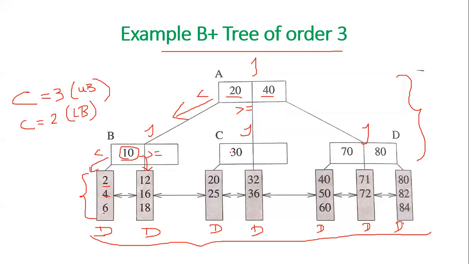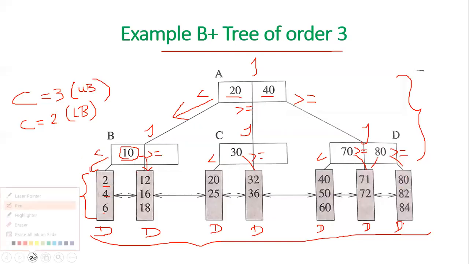If you want to find something which is less than 30, take this path. If greater than or equal to 30, take this path. If less than 40, take this path. If greater than or equal to 40, take this path. If less than 70, take this path. If greater than or equal to 70, take this path. If less than 80, take this path. If greater than or equal to 80, take this path. So this also you should remember for B plus tree.